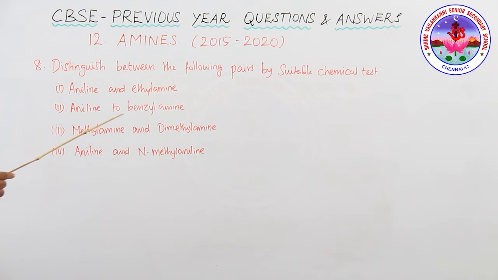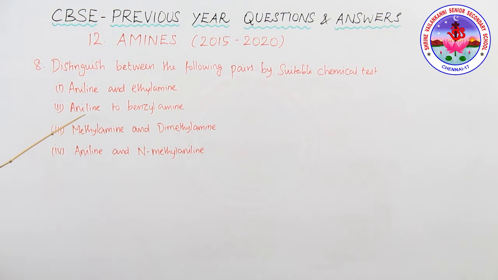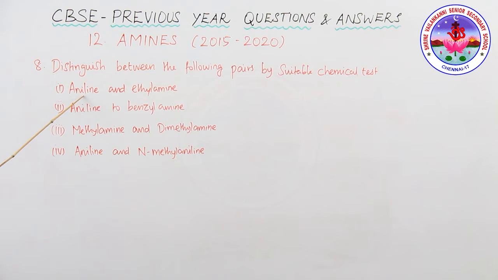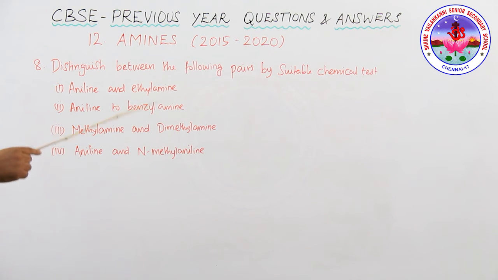Then aniline and benzylamine. Here also, on adding benzene diazonium chloride, aniline forms a yellow azo dye, but benzylamine does not form the yellow azo dye. So both questions have the same answer. Aniline reacts with benzene diazonium chloride to form a yellow azo dye, but ethylamine and benzylamine do not form it.